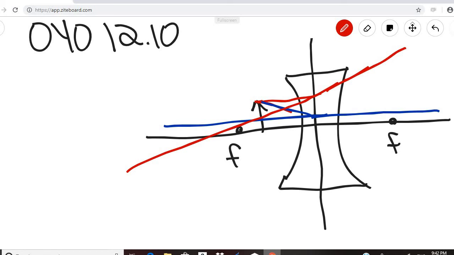So they will intersect right here. Okay, so that's the bottom. I guess I drew that a little bit crooked. They should have intersected a little bit above here. So it'll be upright.